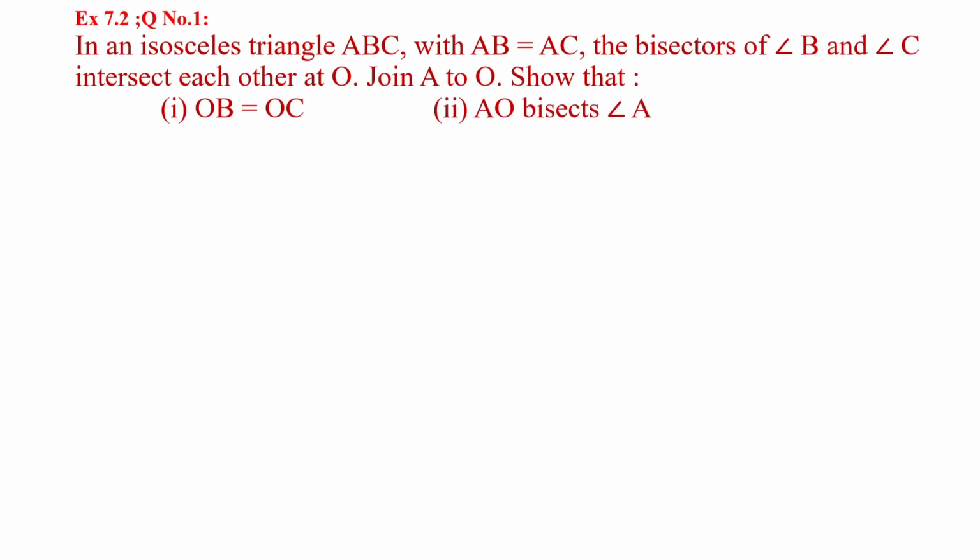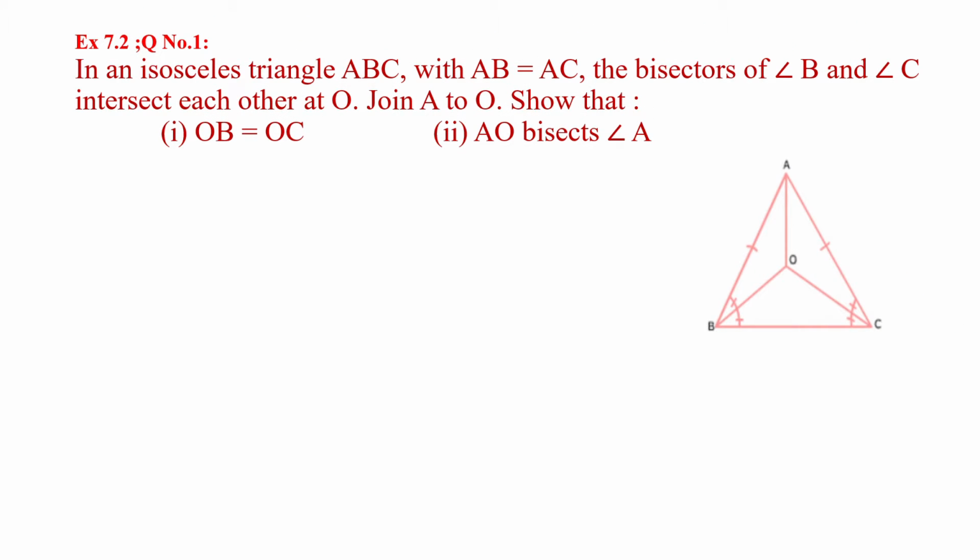Exercise 7.2, question number 1. In an isosceles triangle ABC with AB equal to AC, the bisectors of angle B and angle C intersect each other at O. Join A to O. Show that first part, OB is equal to OC, second part, AO bisects angle A. In this question, the triangle is isosceles. This is given. Triangle ABC is isosceles in which AB is equal to AC. Isosceles triangle is what? Whose two sides are equal. AB is equal to AC is given.